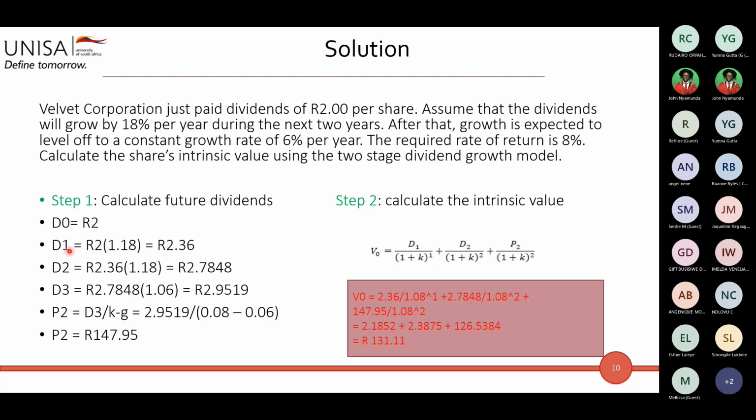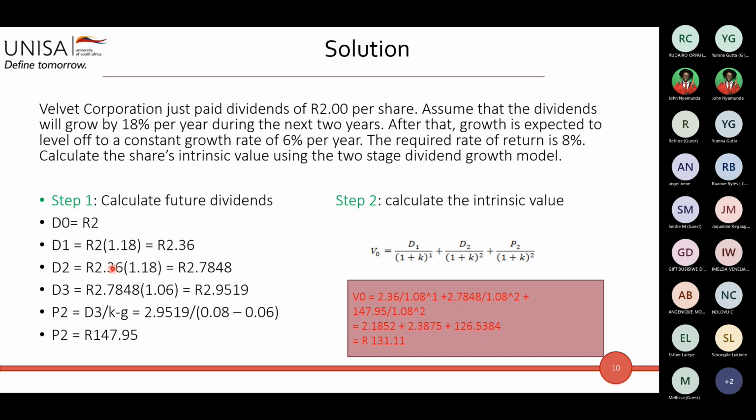Okay. So here we have step 1, we calculate the future dividends. D0 is 2 Rand, D1 is 2 times 1.18, which is 2.36. Then you take the 2.36, you put it down here by D2, you multiply by... But you didn't say well done to Ruan. Look at Ruan's answer there. 131.11, you're right on the dot. Oh, excellent. Yes, perfect. Now you can explain to all of us.